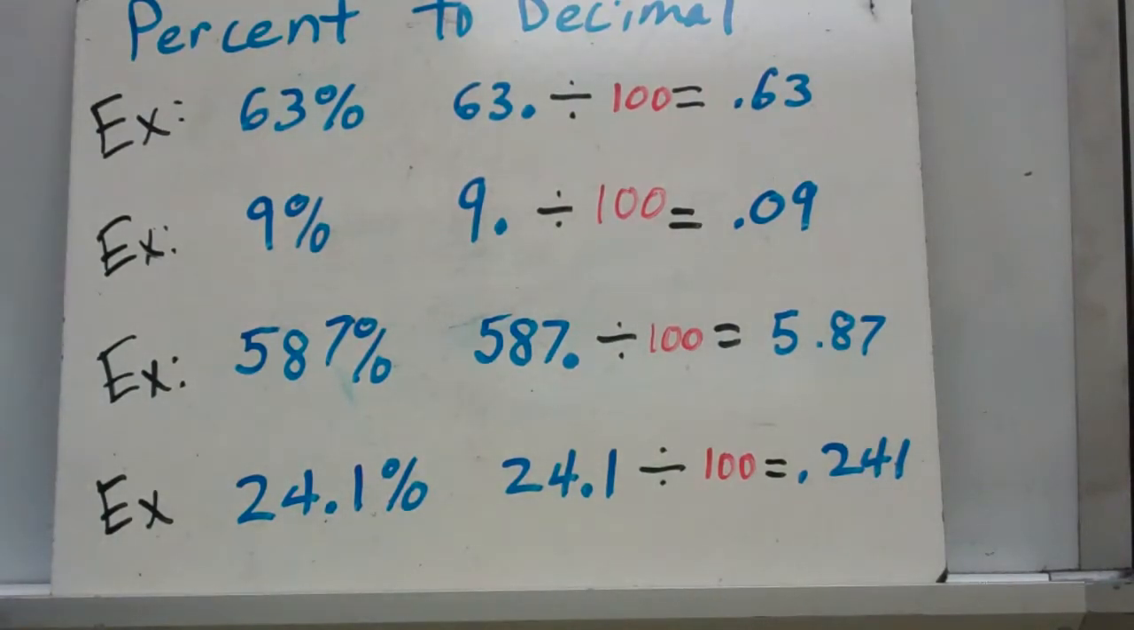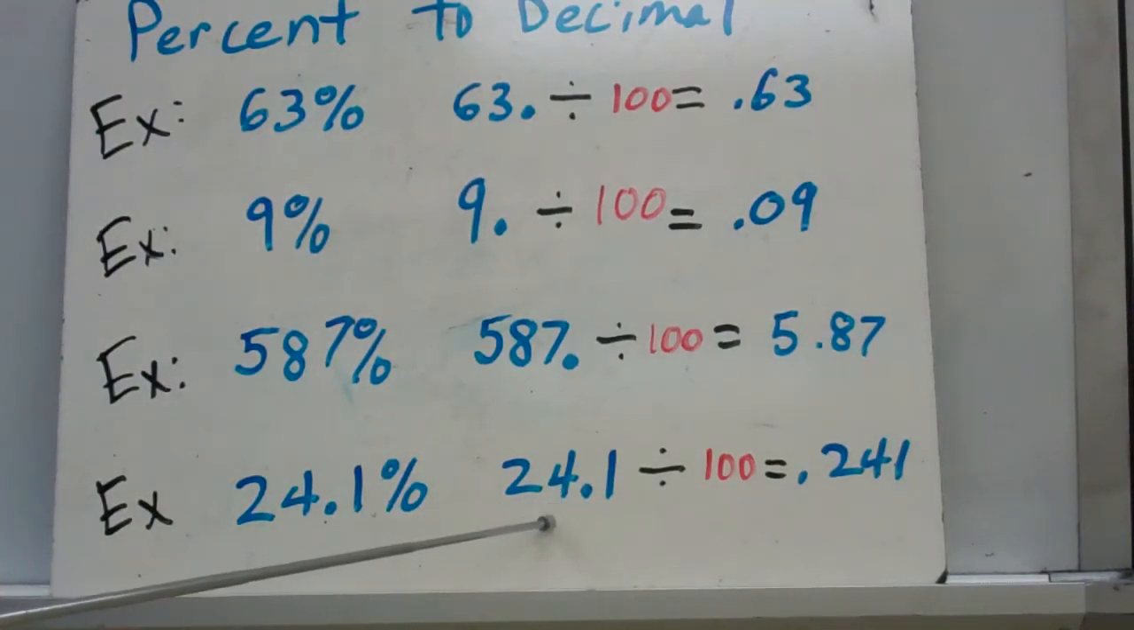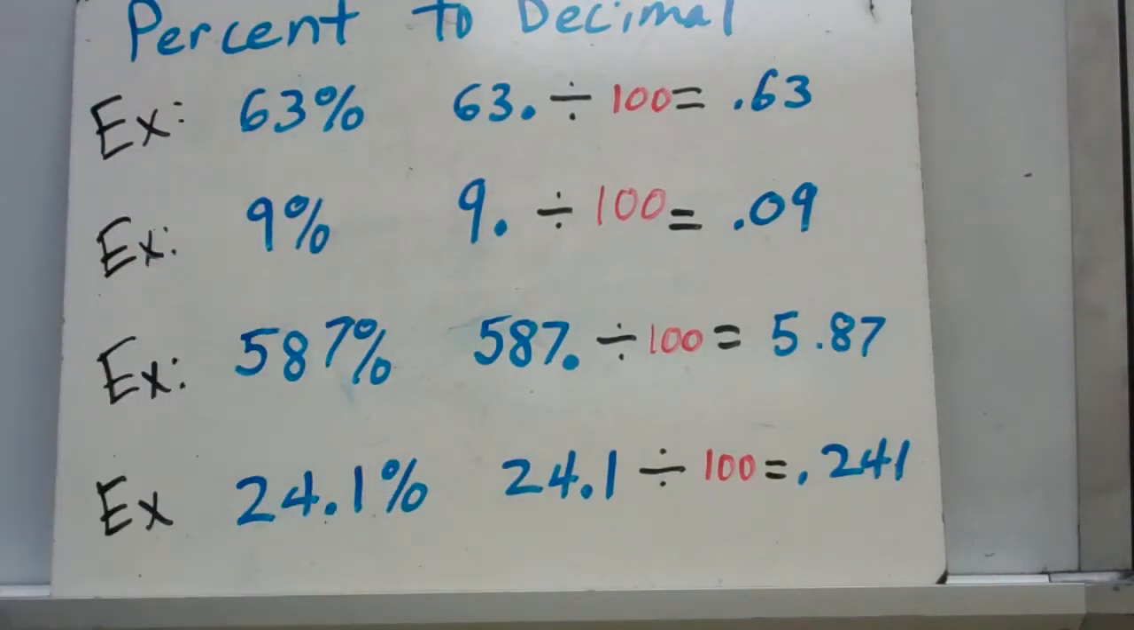And then for 24.1%, drop that percent sign. We don't need to add a decimal because a decimal is already part of this number, so we're just going to work with the decimal that's right there. So we're going to divide this number by 100, move that over 2 places to the left, and end up with 0.241.